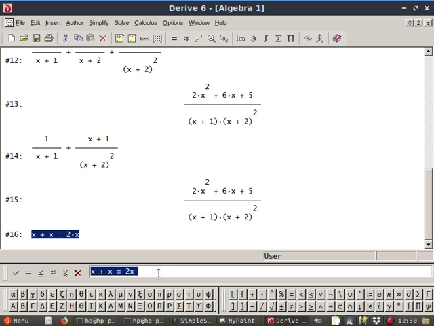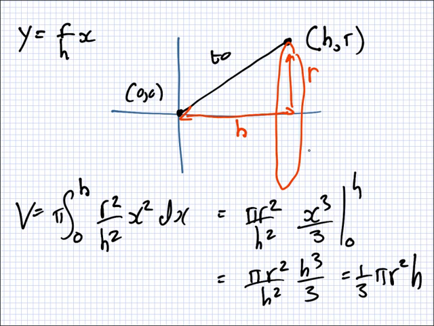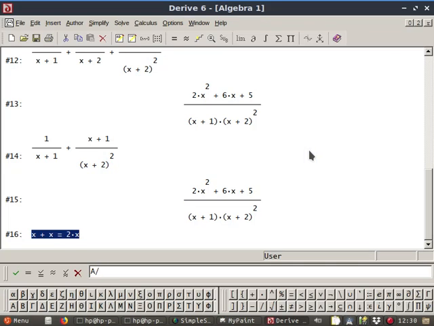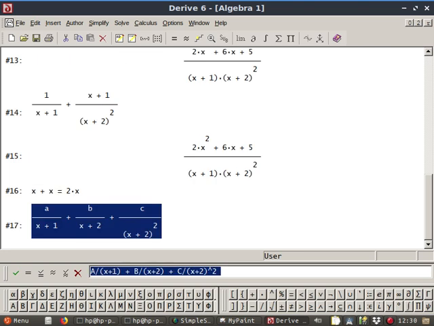Sir, can you show how to get the first answer though? In which one? In question 2. Okay, let's see. I don't think that would be too bad. Can I go back? I'll just type it out here: A over x plus 1, plus B over x plus 2, plus C over x plus 2 squared. And we wanted to get the A, B, and C.